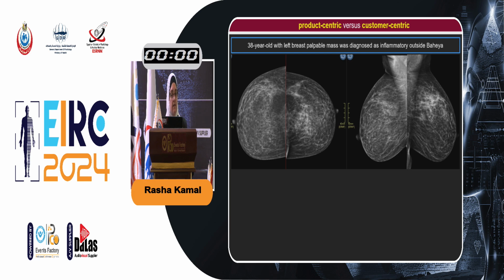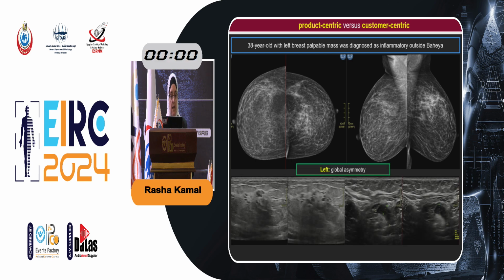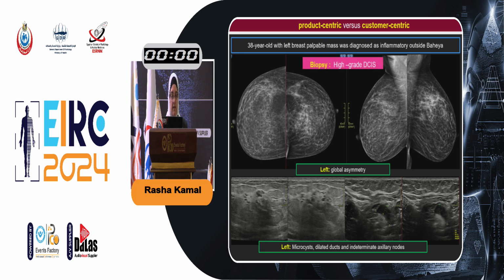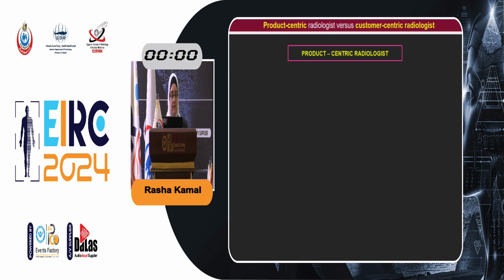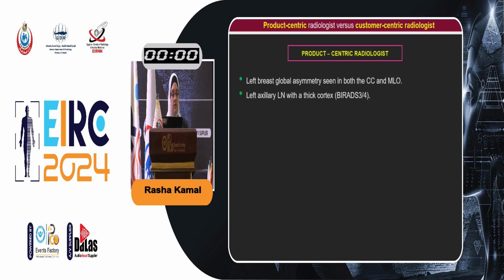We have this 38-year-old with a left breast palpable mass, which was diagnosed as inflammatory outside Baheya. When she came to Baheya Hospital, there was a global asymmetry of the left breast, and on ultrasound there were scattered microcysts, dilated ducts, and indeterminate axillary lymph nodes with cortical thickening. The biopsy of this case turned out to be a high-grade DCIS. A product-centric radiologist will just write left breast global asymmetry seen in both the CC and MLO views, and there are left axillary lymph nodes with a thick cortex, and he would stop to that extent.